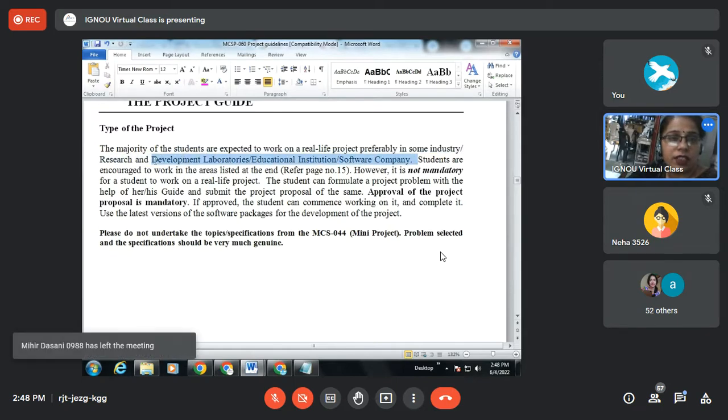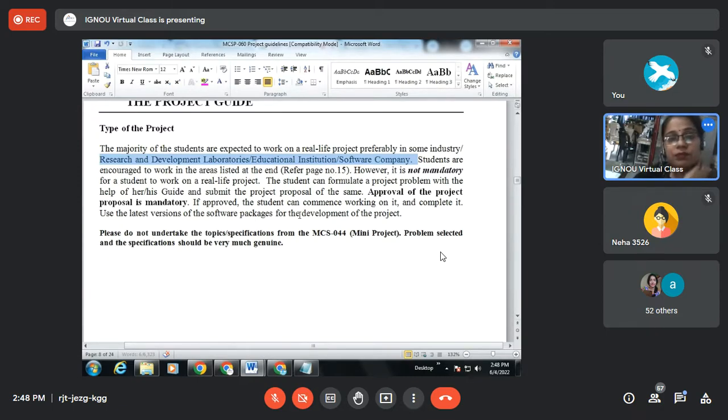You can consider anything for your project title. Your project could serve any industry, any research and development laboratory, or educational institute. Like in one of my batches, one of the students whose father was working at a petrol pump created software to help his father, so that the accounting kind of work could be automated.